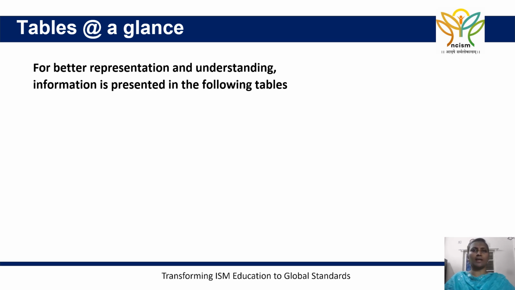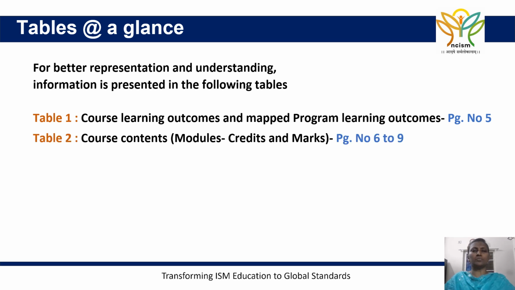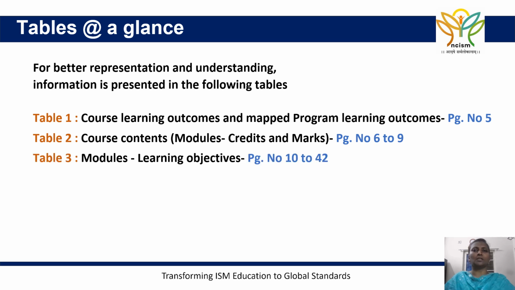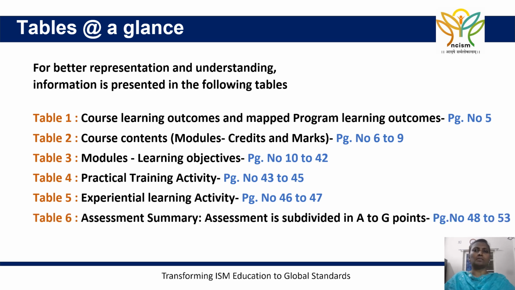Moving on, let's give a glance to the tables contained in the framework. There are 6 tables. Table 1 explains the course learning outcomes and the mapped program learning outcomes. We have seen this a few minutes ago. Table 2 deals with modules, credits, and marks. Table 3 talks in detail about modules and units along with their learning objectives. Table 4 and 5 give ideas about practical training and experiential learning activities. And Table 6 talks about the assessment methods. Let's see Table 2 for all the 6 modules of research methodology subject.